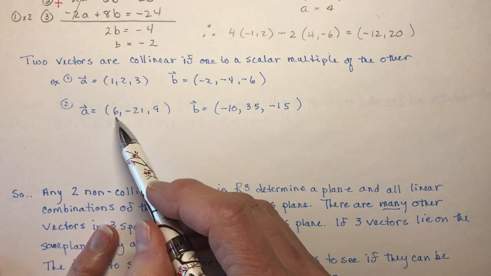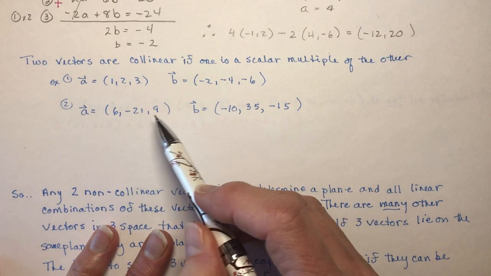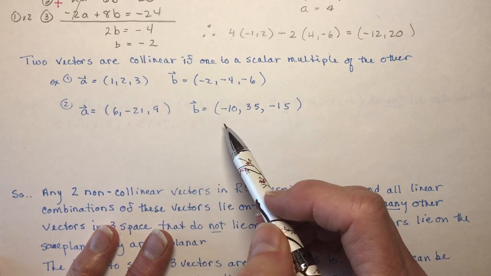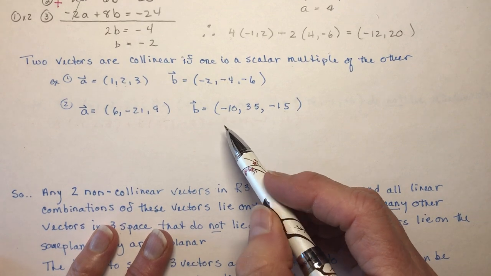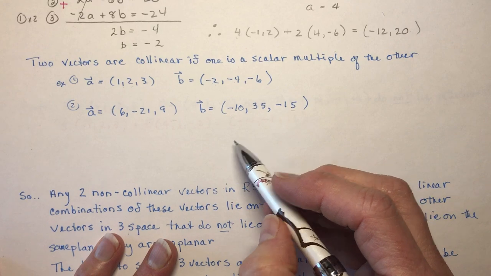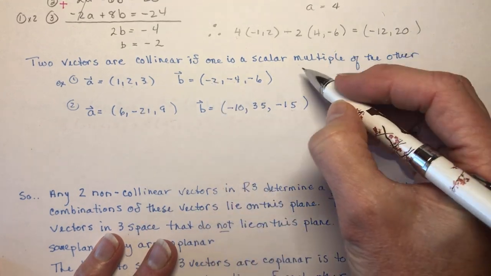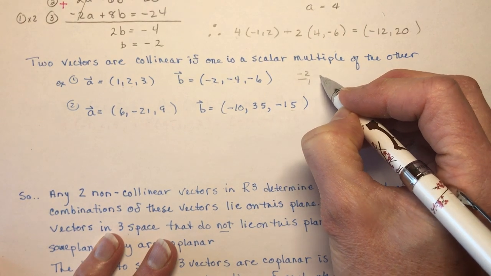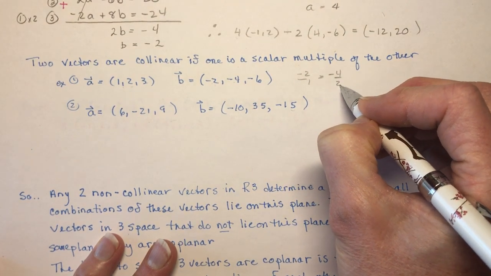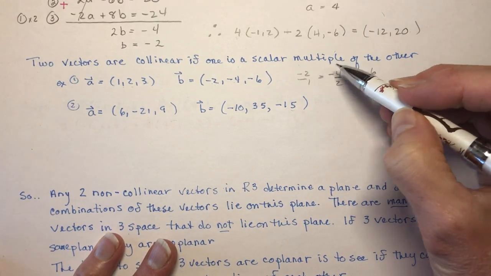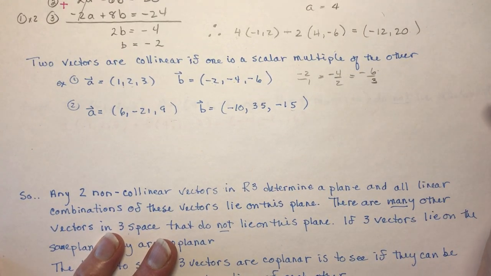So for this, I have 6, and this is minus 10, and minus 21, and 35, and 9, and 15. They don't look all that collinear to me, but if you do some little ratios, so we could have done ratios here, right? Only it's so obvious. But if I said minus 2 over 1, is that equal to minus 4 over 2? Is that equal to minus 6 over 3? And you'd say, yeah, it's minus 2, minus 2, minus 2, collinear.